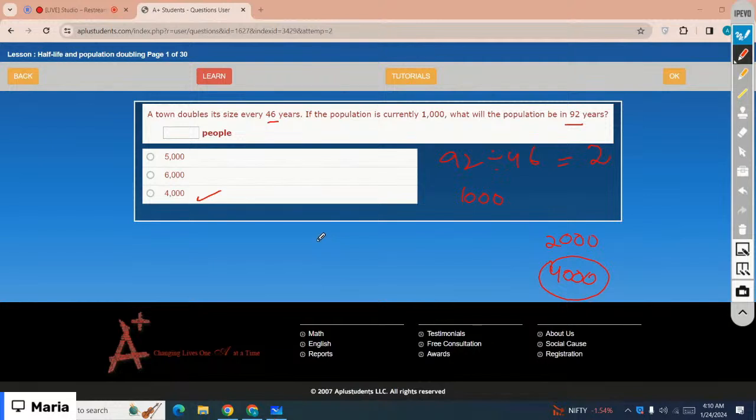Population, right? You can do 1000 times 2 times 2. Doubling means you are multiplying it by 2. So 2 times 2 is 4, and 4 times 1000 is 4000. Got it? The correct option is 4000.